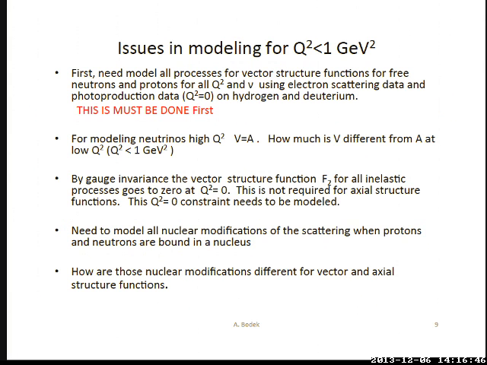This is a neutrino experiment, low energy, low Q-square. So you want to make sure that whatever you're modeling works at low Q-square. So what are the issues of modeling for Q-square less than 1?